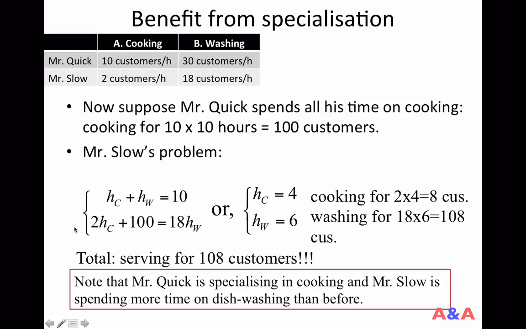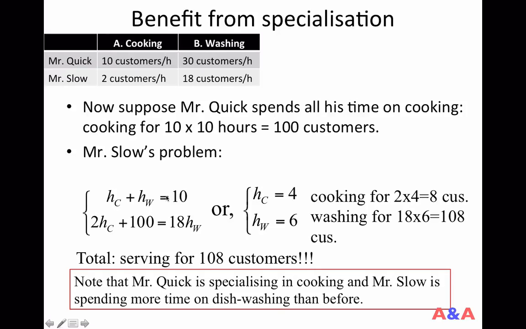Now what is Mr. Slow's problem? The second equation is the same. He has 10 hours in total, so the number of hours he spends on cooking and the number of hours he spends on washing, the sum should be 10. The number of dishes cooked and the number of dishes washed should be equal, but given that Mr. Quick cooks 100 dishes, now the number of dishes Mr. Slow cooks plus 100 should be equal to the number of dishes Mr. Slow washes. So we have plus 100 here.